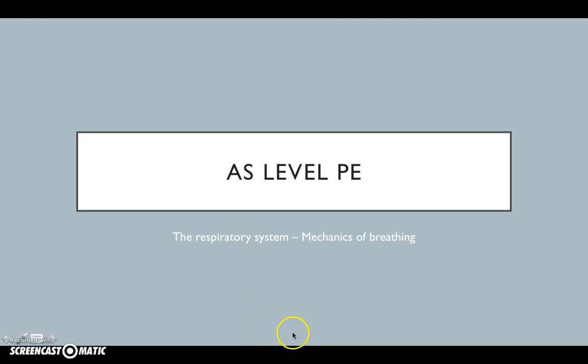Now today we're going to be looking at the mechanics of breathing, the importance of breathing and how this may affect our sporting performance. When we're talking about breathing in, we're talking about inspiration. When we're talking about breathing out, we're talking about expiration. Once we've done the mechanics of breathing, we'll go on to gaseous exchange and what actually takes place with regards to gaseous exchange and where it takes place.